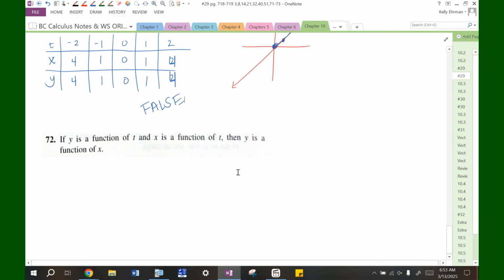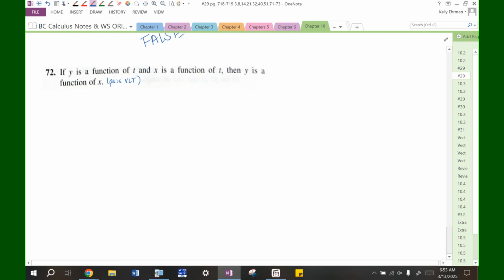All right, 72. If y is a function of t and x is a function of t, that just means y and x are equal to some expressions that relate to t, then y is a function of x. Y is a function of x means if you graphed it, it would pass the vertical line test, or more formally, every input has exactly one output. I was trying to think of a counterexample for this because it seems like we can come up with things that would fail the vertical line test. So I was trying to think of a sideways parabola for this one.